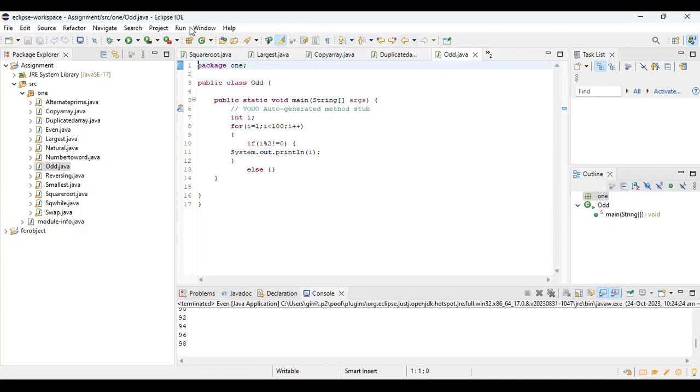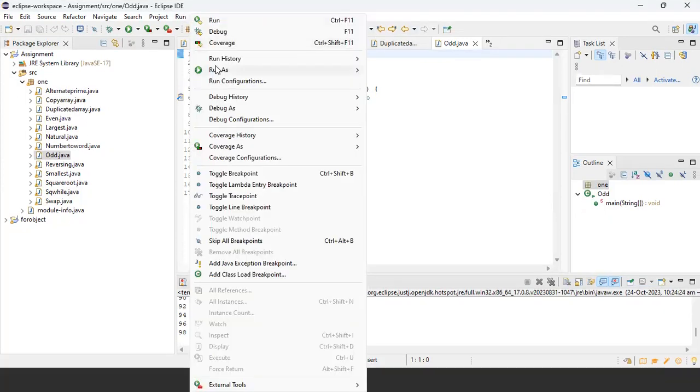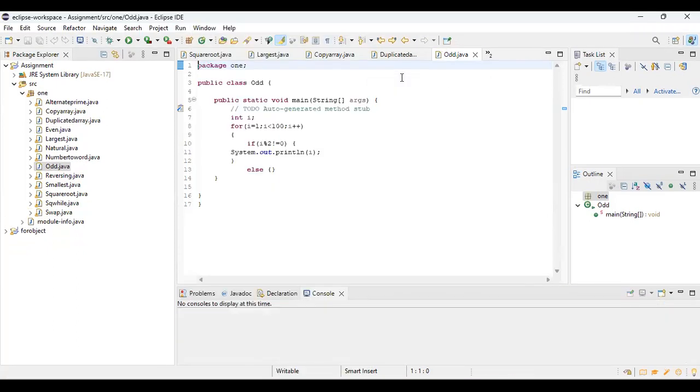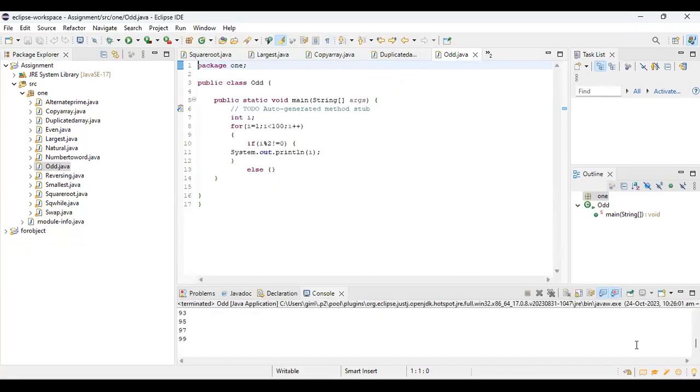So then that will be an odd number. So it has to come from 1 to 99. So it is starting from 1. All the odd numbers are present here up to 99. So these are the odd numbers, from 1 to 100.